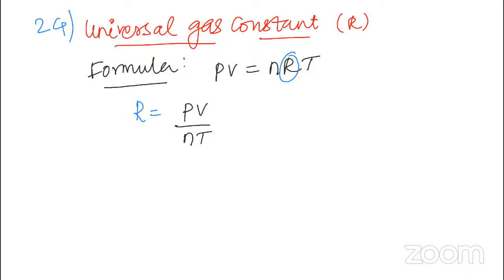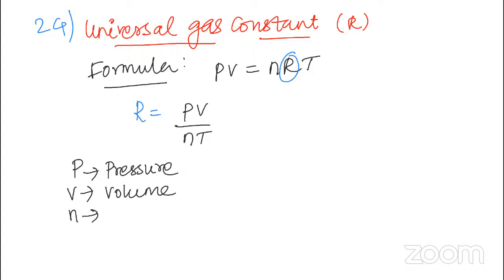Here P is nothing but pressure, and V is nothing but volume. It is not velocity, children, it is volume. And n is the amount of a substance. The amount of a substance is represented by the unit mole, and T is nothing but temperature.